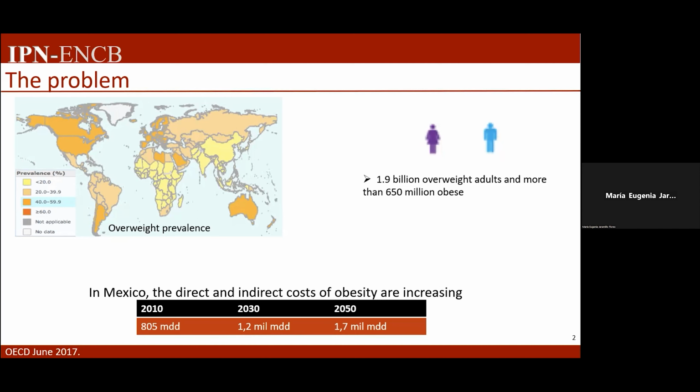Around 1.9 billion adults are overweight and more than 650 million people are obese. In Mexico, the direct and indirect costs of obesity are increasing, as they are around the world, as you know.